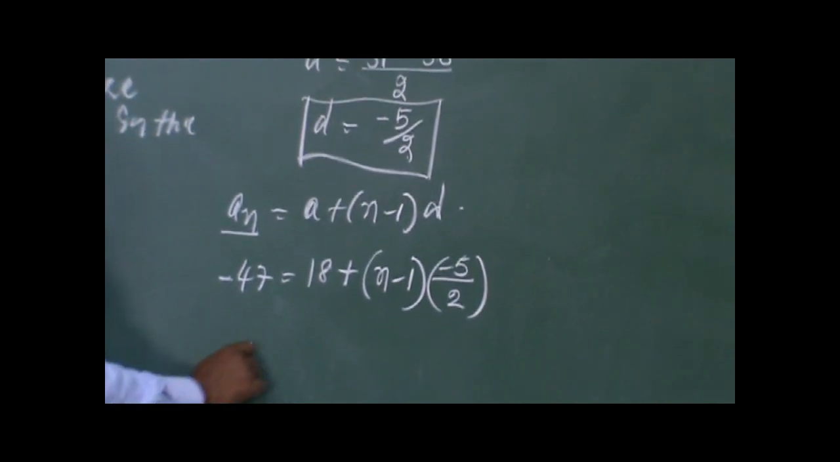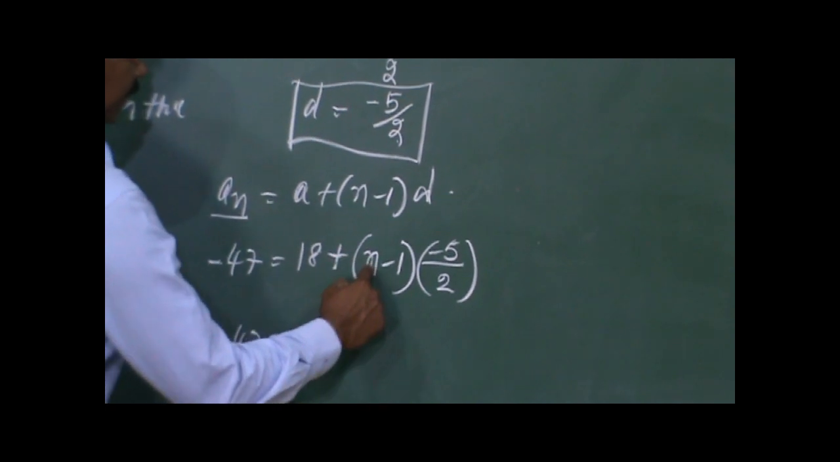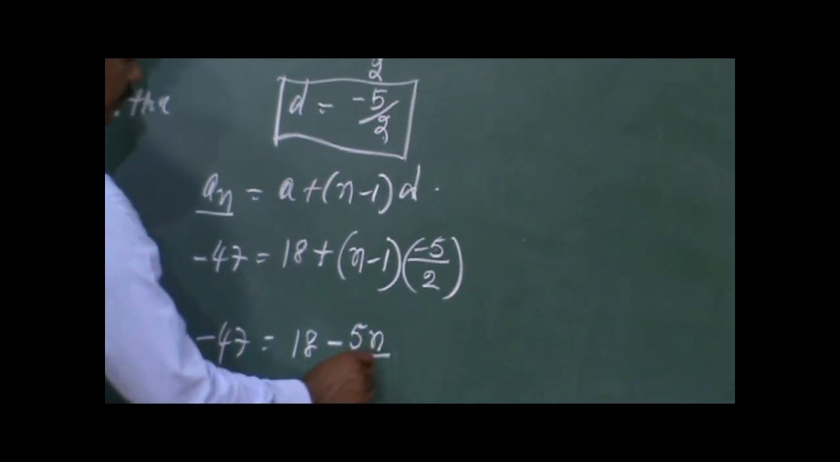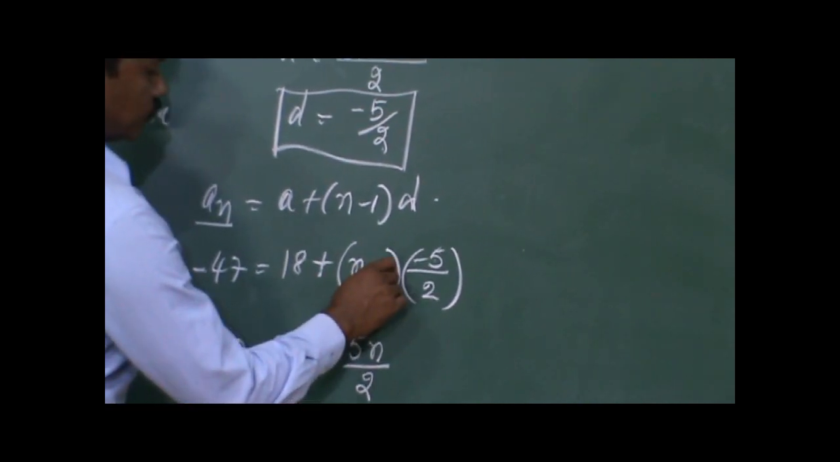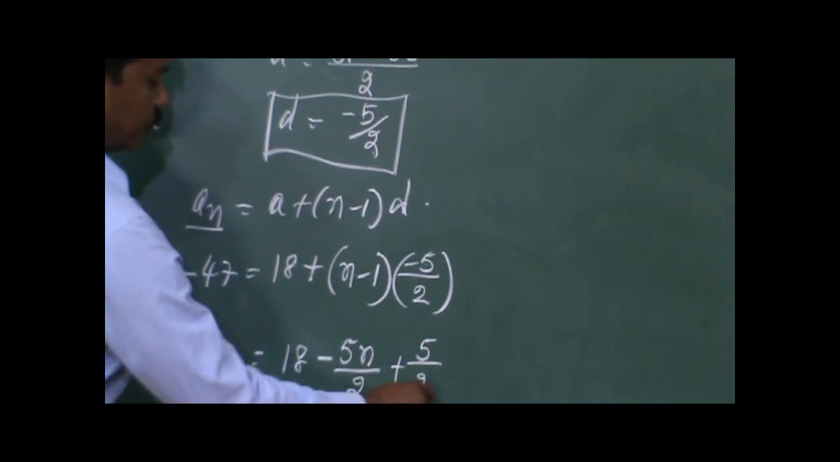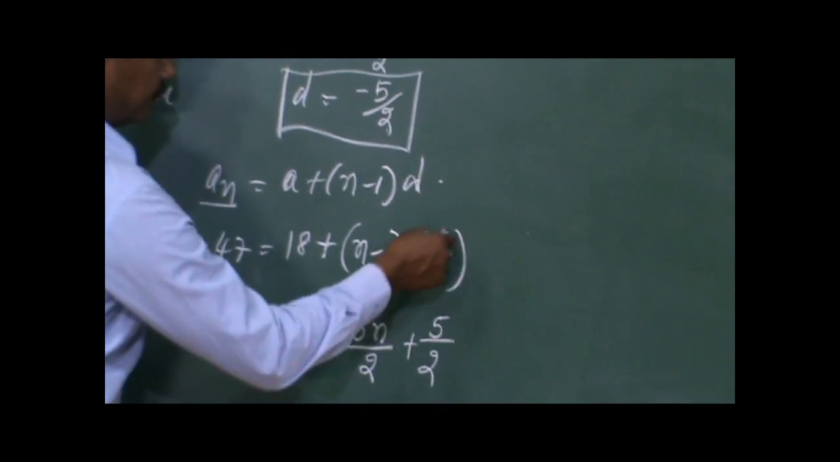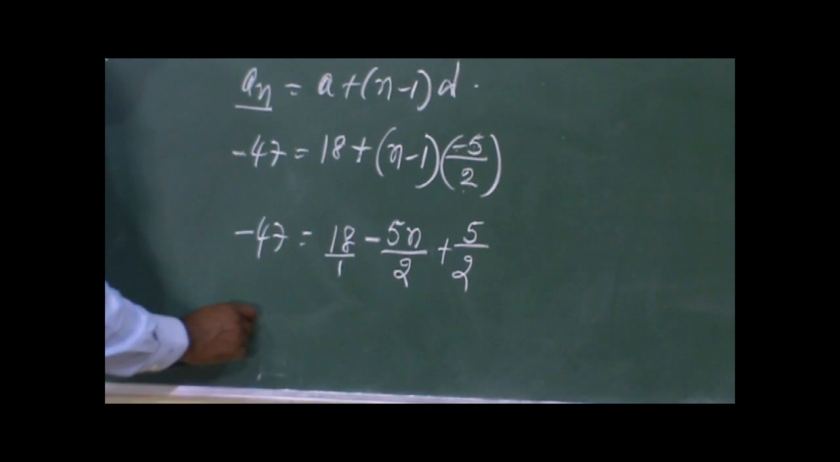Next, minus 47 is equal to 18 plus n into minus 5 by 2, which is minus 5n by 2. Again, minus 1 into minus 5 by 2 is plus 5 by 2. In the sense, you have to multiply this binomial by minus 5 by 2. So by 18 we have 1 as the denominator.